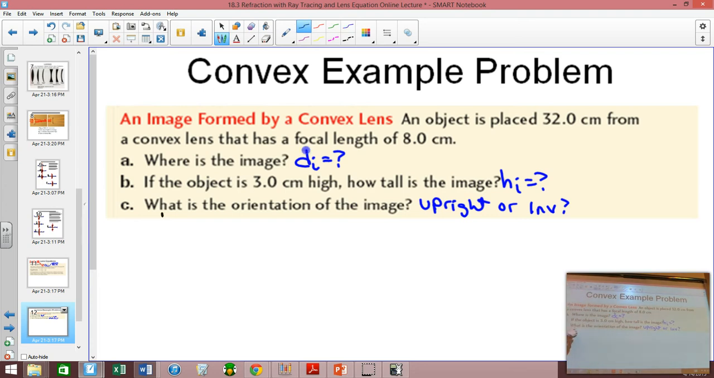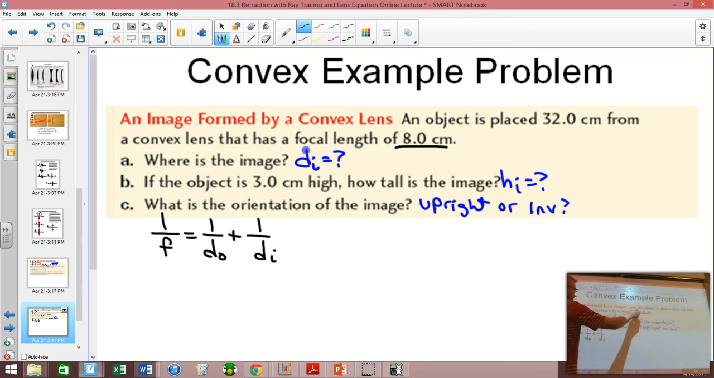So we'll first tackle the lens and mirror equation: 1 over f equals 1 over do plus 1 over di. The focal length is 8 centimeters, and since this is a convex lens, that means it's positive. So we're good to go with just 1 over 8. The distance to my object is 32. The distance to my image is unknown.